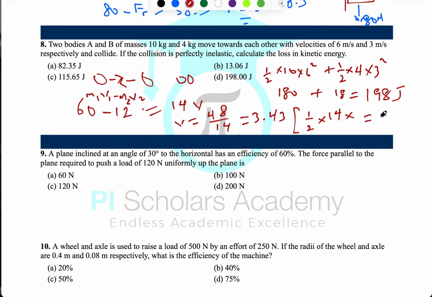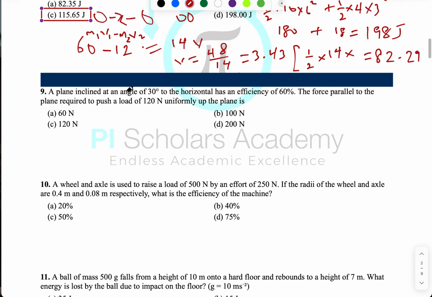So when you do all this, I'm trying to be as fast as possible because this is supposed to be a mock style, but I'm also trying to be as detailed as possible as well. 82.29. So you subtract 82.29 from 198, which was the initial energy that they were moving with. And when you do that very well, you get approximately 115.65 joules. That's the correct answer to that.